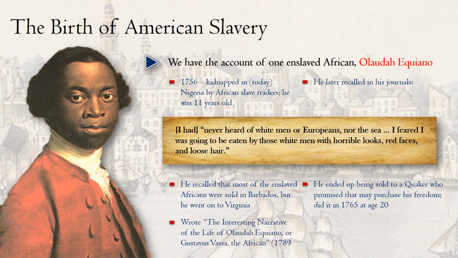Equiano goes on to write The Interesting Narrative of the Life of Olaudah Equiano, or Gustavus Vasa, the African, which was what his name was changed to when he was enslaved, in 1789, interestingly the same year that George Washington becomes president of the United States. This narrative, one of the earlier slave narratives that we have, is one of the reasons why the British decided to end the slave trade in 1807.